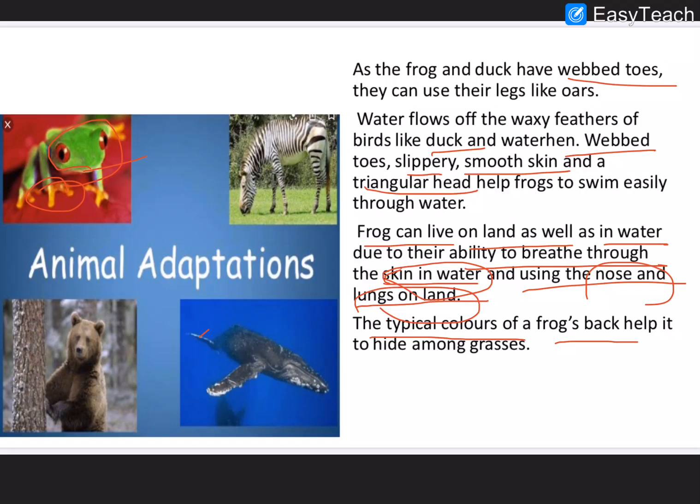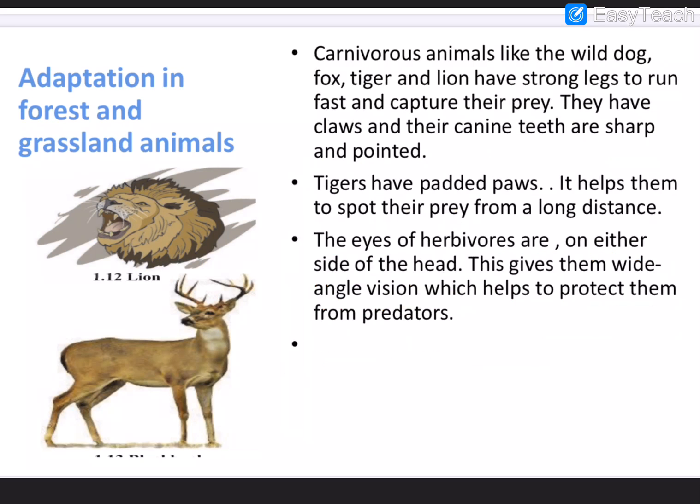The typical colors of a frog's back help it to hide among the grasses. So the green, brown-like color of frogs helps them to hide among the grasses.